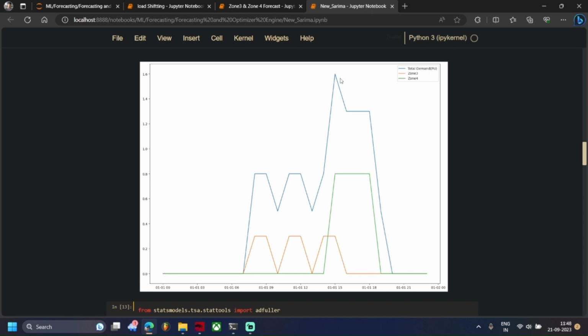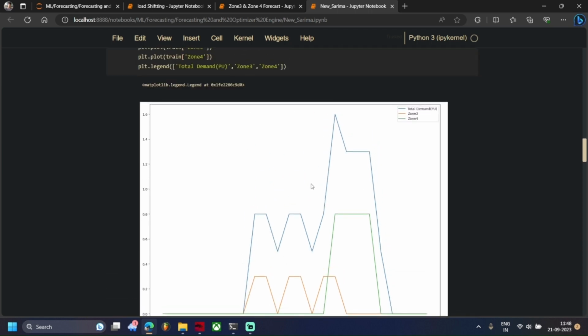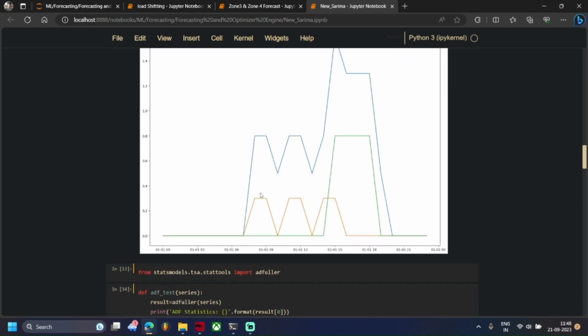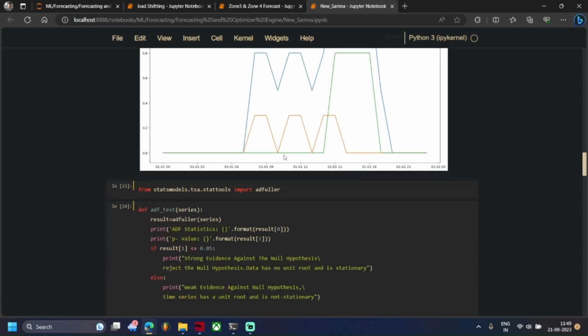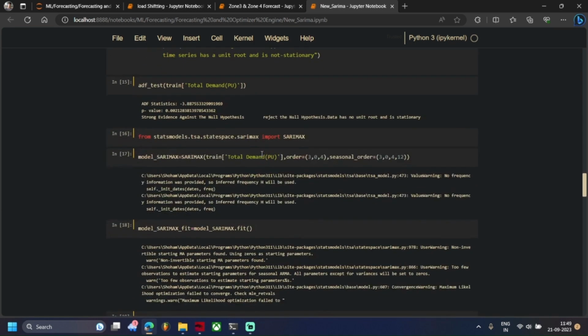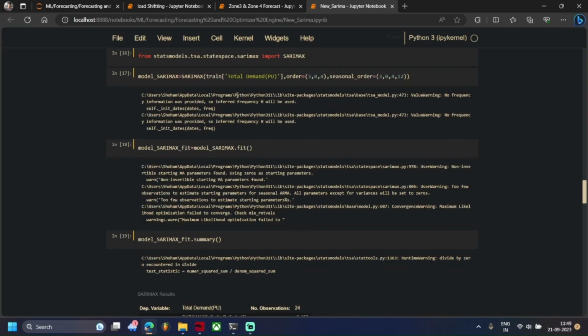You can see the load pattern consumption, and I can say this is not an optimal pattern of consumption. So we're just going to readjust it into an optimal pattern. You can analyze how the total demand is varying on an hourly basis. We have to use this ADF (Augmented Dickey-Fuller) test, and we have used the SARIMAX model.